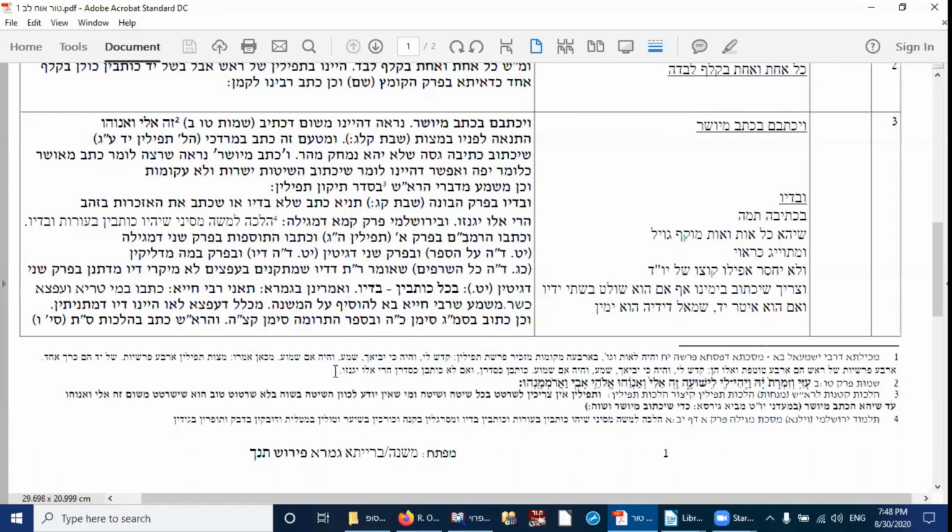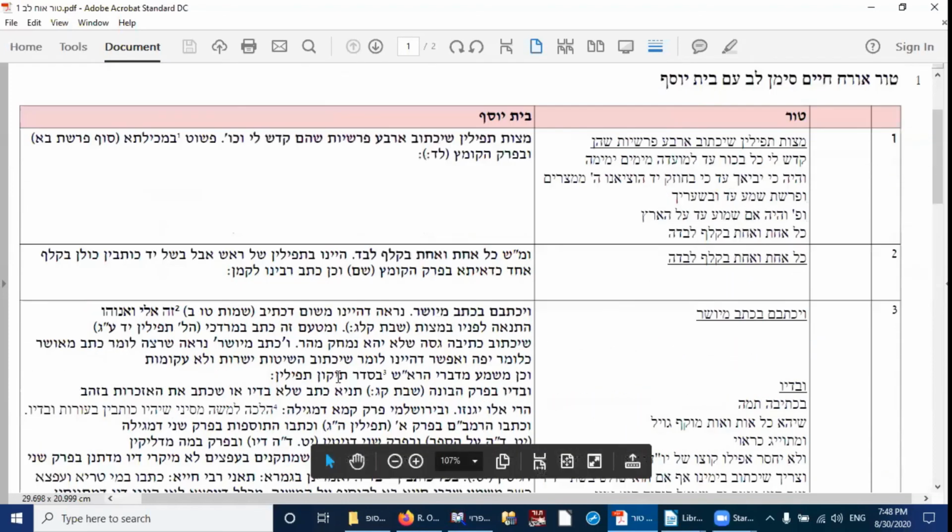hide them away. Right? The idea of putting something into Geniza means you can't throw it away, right? Because it's holy. It has God's name written on it, but you can't use it. So Geniza was a way of taking things out of public circulation. And that concept will come up again in our studies later on.